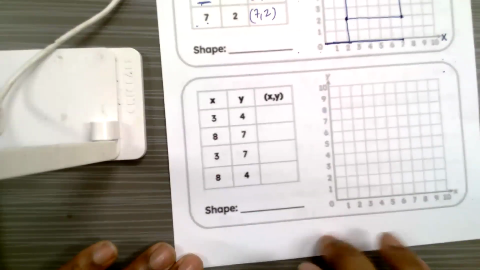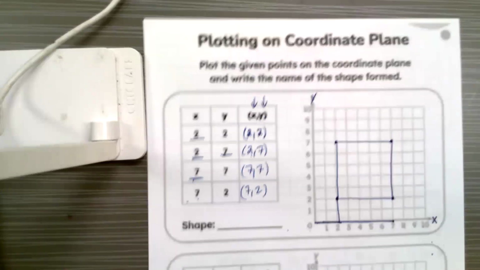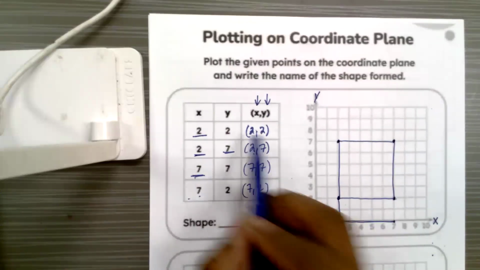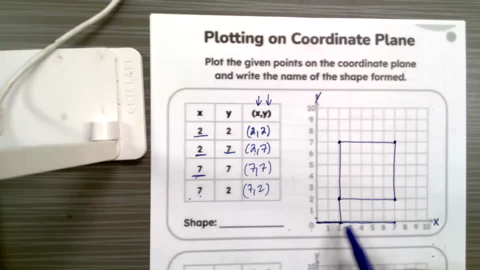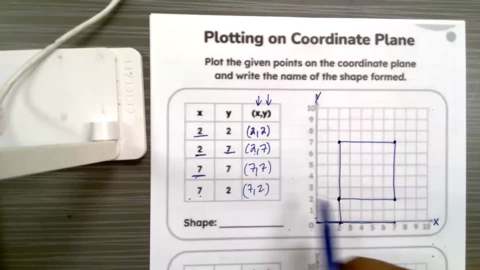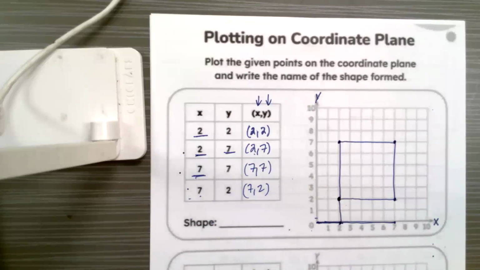All right, so you go ahead and do this one. It's going to create a shape. I wonder what shape it's going to create. Remember, start at the origin. Go to your x. Then stop at your x, then go up to your y. Do it again. Start at origin. Okay?